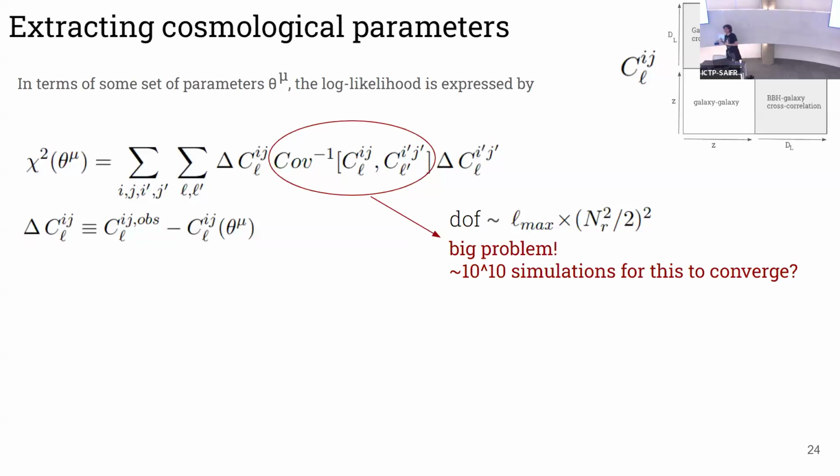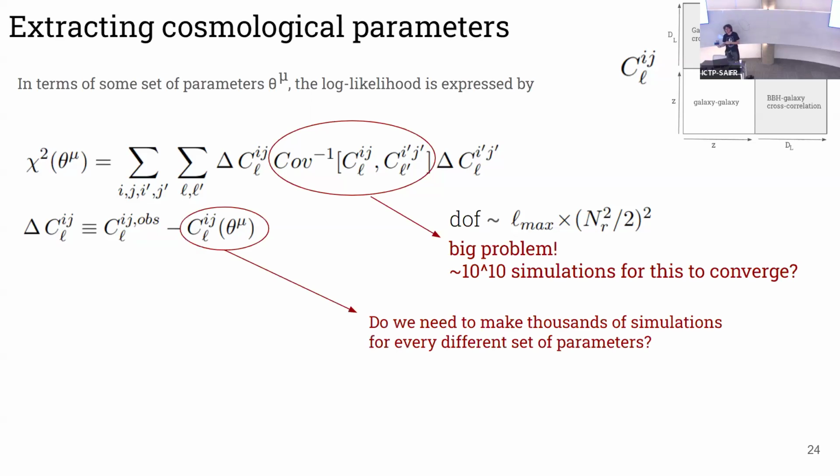The second problem, which I didn't talk about, is how are you going to compute the theoretical part of this chi-square? Do we need to make thousands of simulations, and then compute the average cross correlation each time we have a different cosmology set? So this is another problem, and we have to solve them.